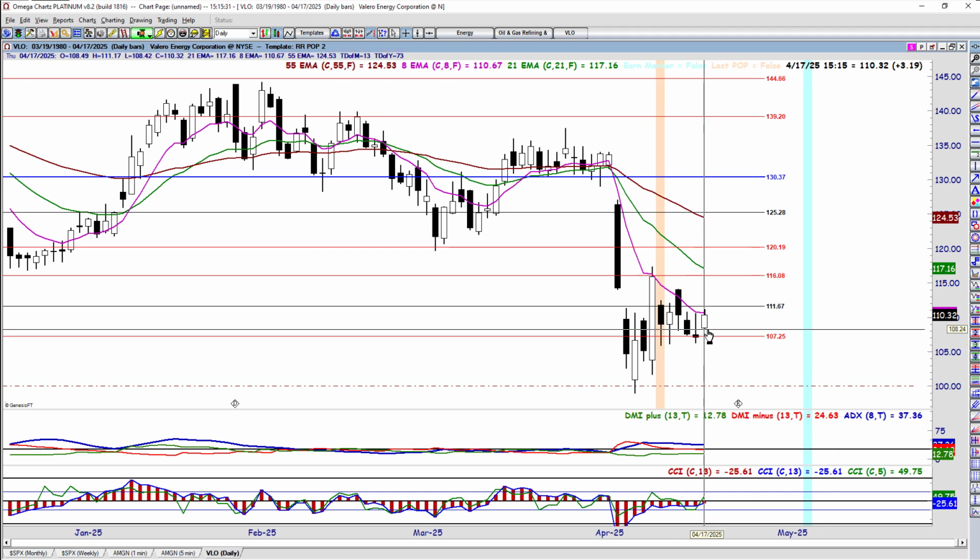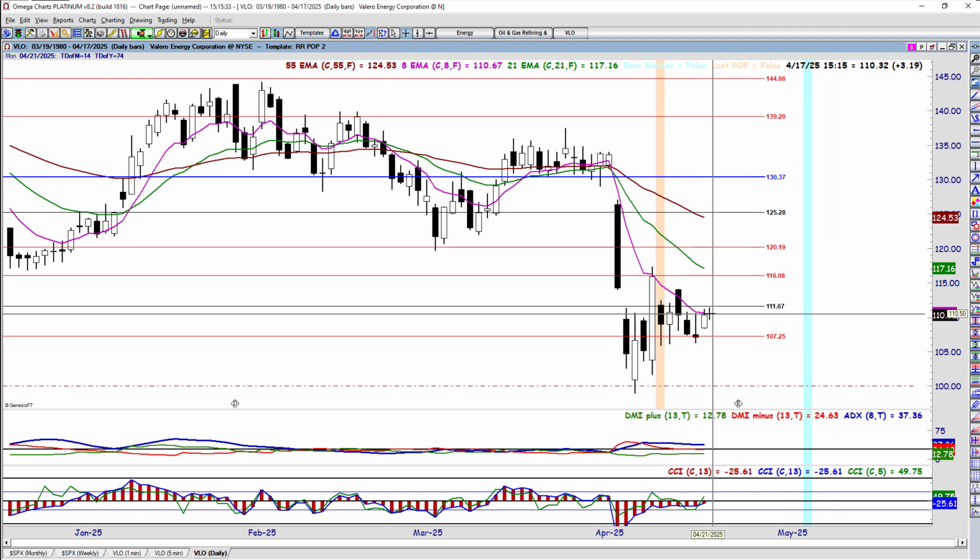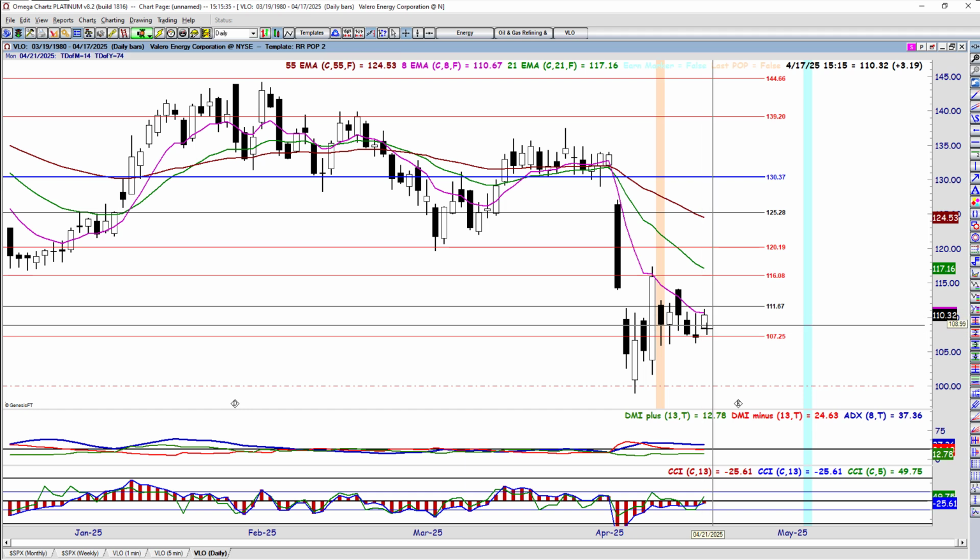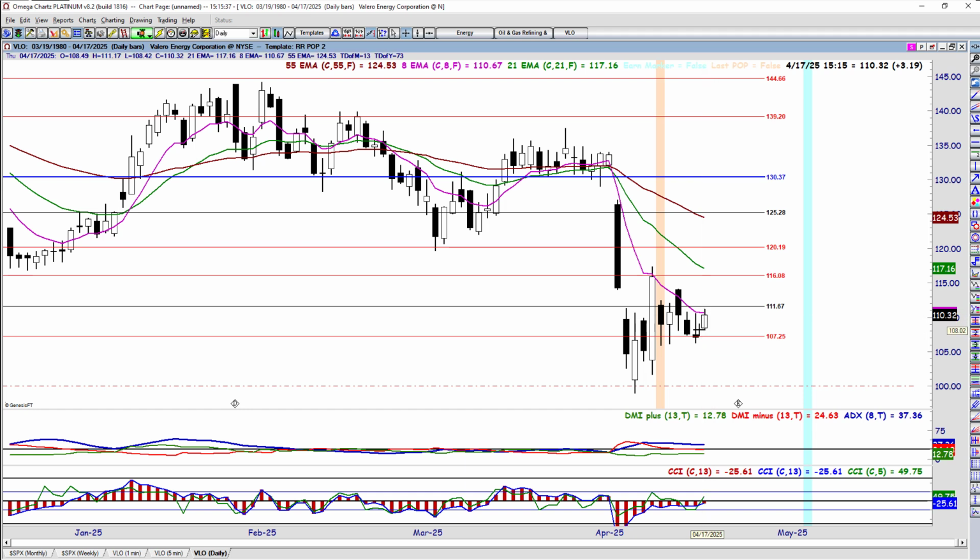Because we kind of gapped a little bit and then ran, right? I really want to see gusto, not kind of just blah, right? That was kind of blah. Does that mean you can't find a trade in there? No, you may get a quick run up to that 111.67 and a fail.